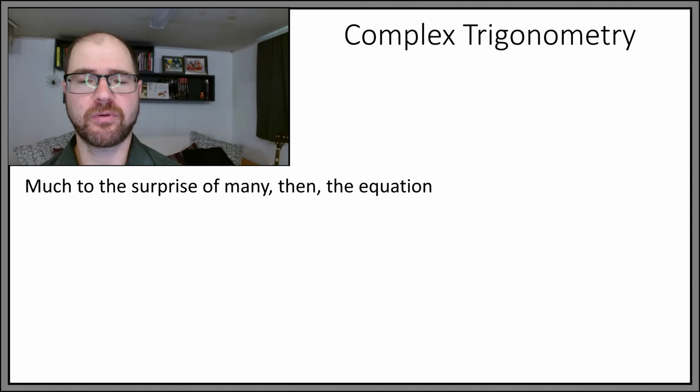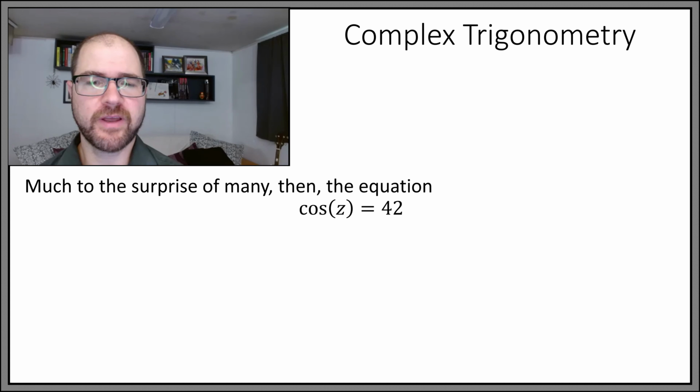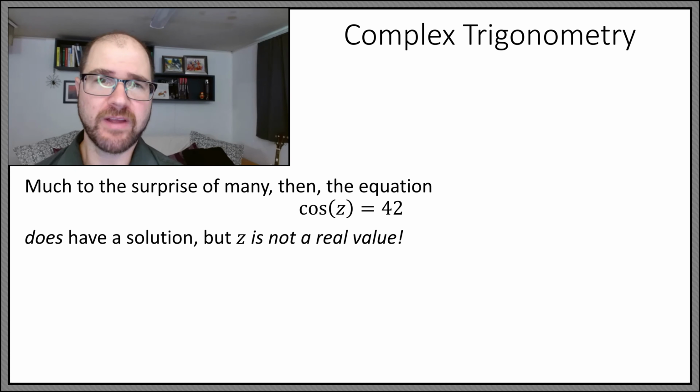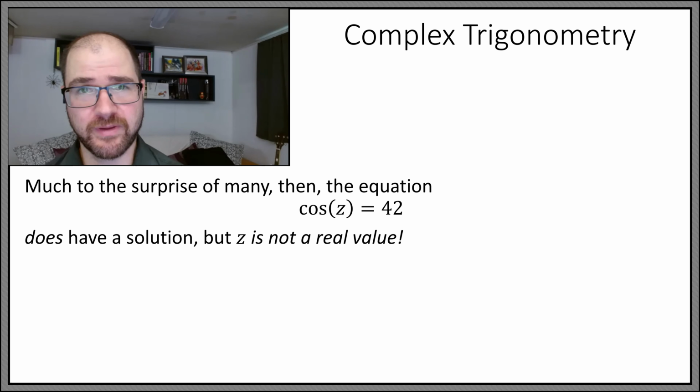So many people are surprised that the equation cosine of z equals 42 has a solution. For those who've taken real valued calculus or pre-calculus, you remember cosine can't be larger than 1. So how can the cosine of z be 42? Z is not a real number, it's a complex value.